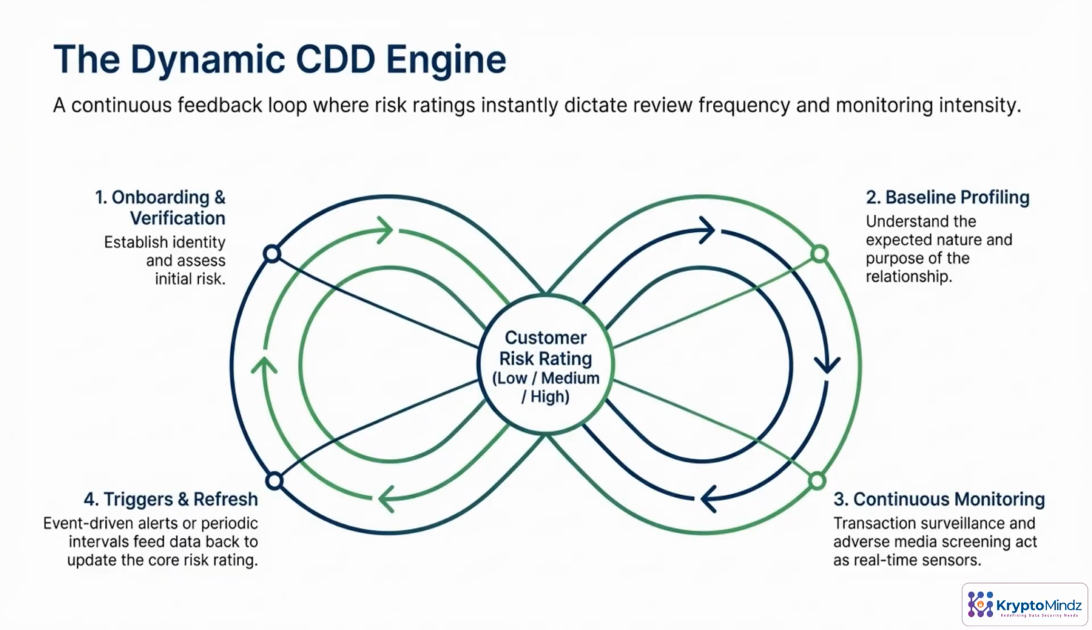Now, imagine CDD as a dynamic engine rather than a one-time checklist. You begin by onboarding the customer, verifying identity, and forming an initial risk view. From there, you build a baseline profile: who they are, what they do, and what activity you should expect. As transactions and news flow in, monitoring acts like sensors. When something changes, new behavior, new owners, negative news, it triggers a review. All of this feeds back into the customer's risk rating, which then determines how often you review them and how closely you monitor future activity.